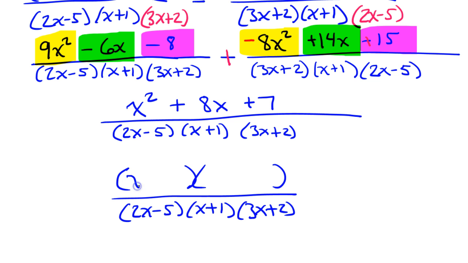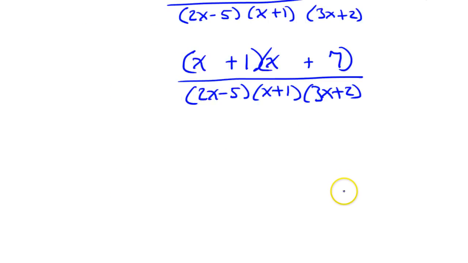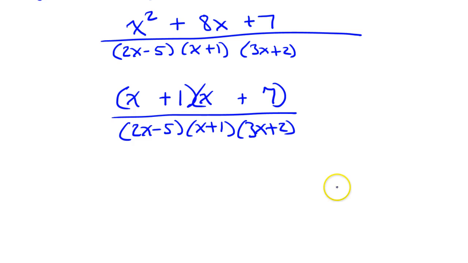X squared can only be x times x. 7 can only be 1 times 7. If I make this a positive and this a positive, then I will get a positive 8 in the middle. Alright, 1x plus 7x is 8x. So it did indeed factor. Now would be a good time to say what the restrictions are going to be.